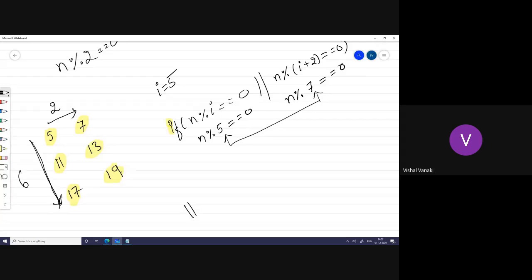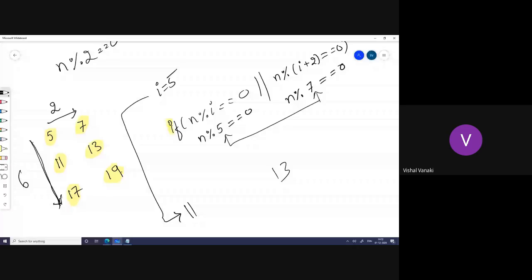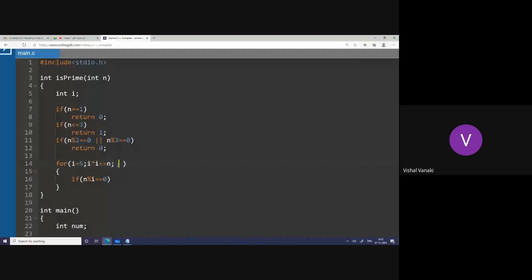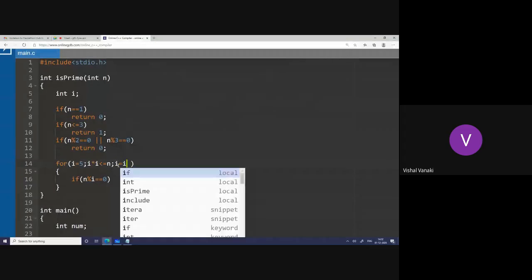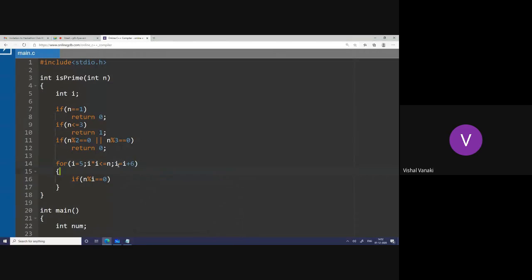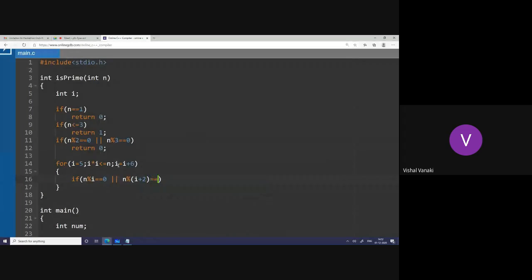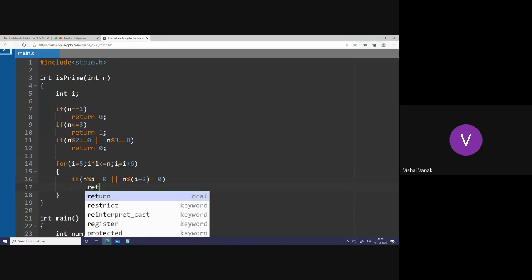So what is the difference between I equal to 5 and 11? The difference is 6, correct? The difference is 6. So here you can increment the I value by 6. I is equal to I plus 6. And here you can check the condition as n mod I plus 2 is equal to 0. Right? So if it is divisible, it is not a prime, so return 0.